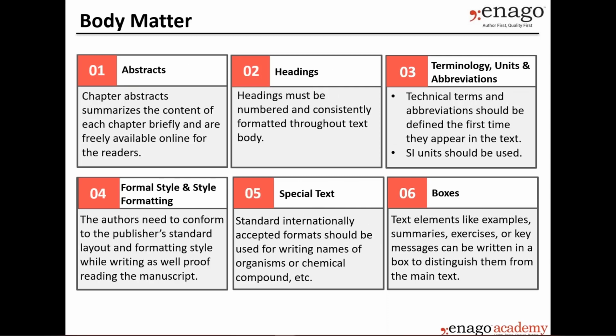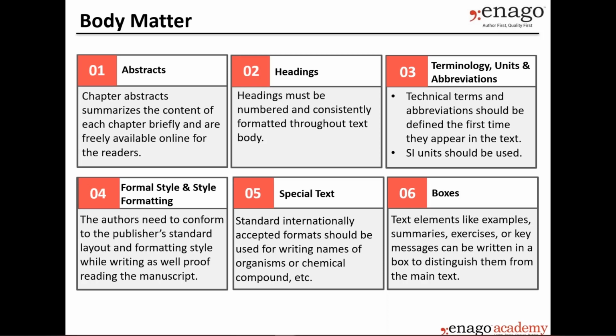Then in the body matter, very important, abstract. Abstracts are generally freely available, so they're also somehow promoting your book, so you must be very careful what you write in the abstract. They summarize the content of each chapter briefly and are freely available. Then the headings must be numbered and consistently formatted throughout the text body. Again, in some books there might be numbers, in others they might not necessarily be numbered. Then terminology, units, abbreviations, technical terms, abbreviations should be defined the first time they appear in the text.